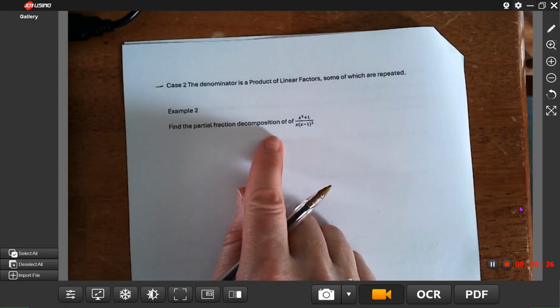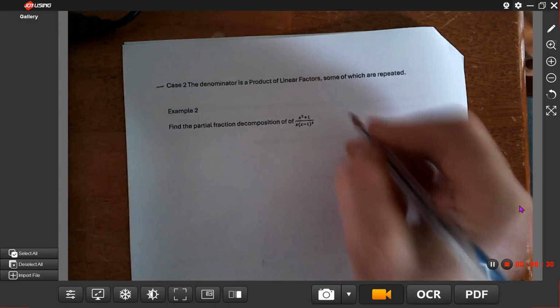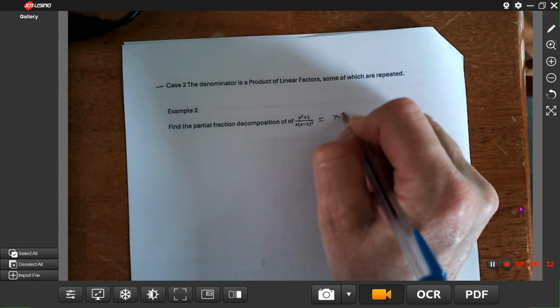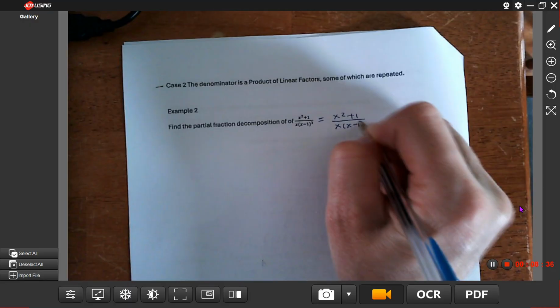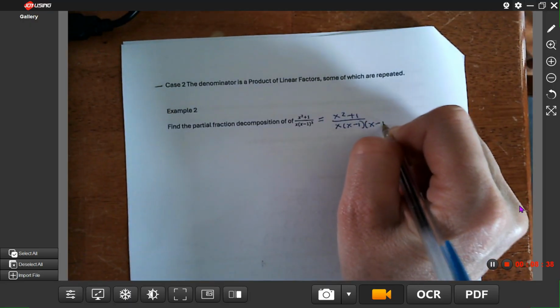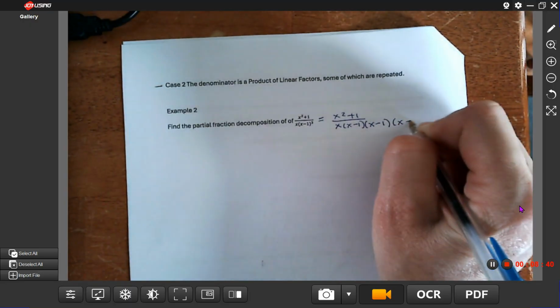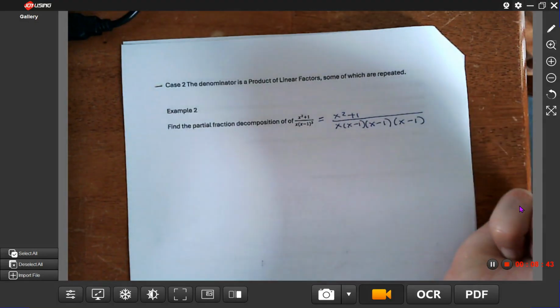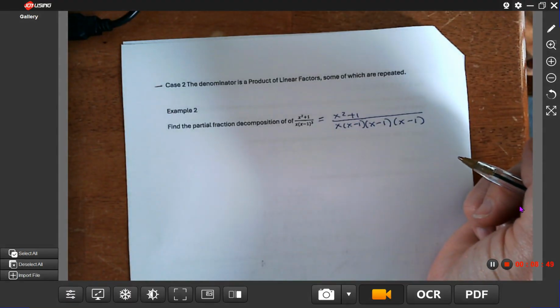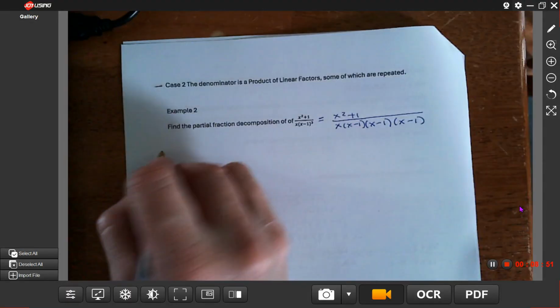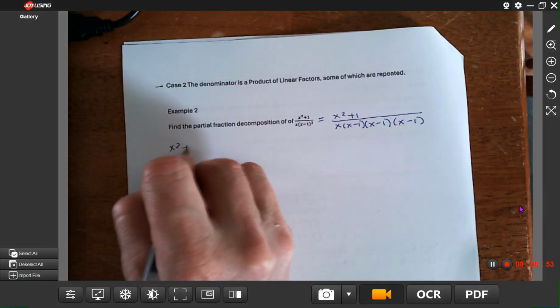Here we go. So just like before, at first we're going to factor the denominator. Obviously, it's pretty much factored, but let's write it out. So we have x as a factor, and then we have 3 instances of the factor x minus 1. So again, always the first thing you want to do is factor the denominator.